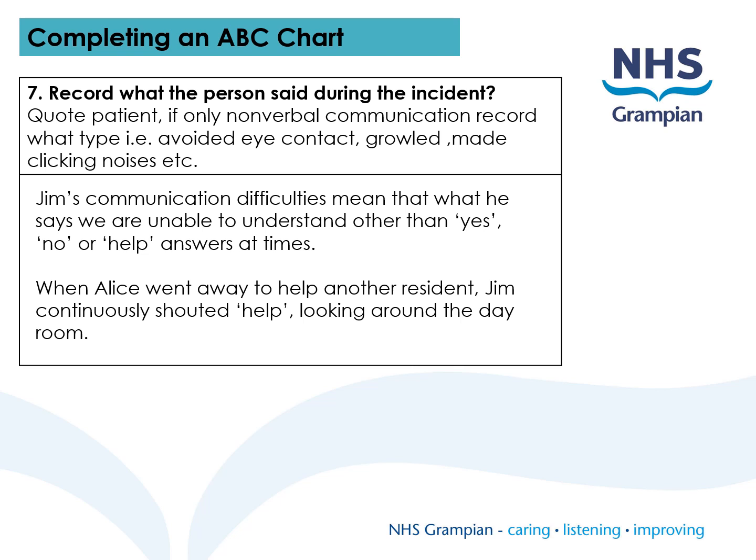So here, for example, we have that Jim's communication difficulties mean that we are unable to understand anything other than yes or no or help answers at times. So in this situation, when Alice went away to help another resident, Jim continuously shouted for help, looking around the day room. So here we mentioned that Jim is experiencing communication difficulties and might be very limited in what he can communicate with others. So it's very short yes, no, or help answers. He's not able to elaborate on what his needs are and what he wants, what he's feeling at that time.